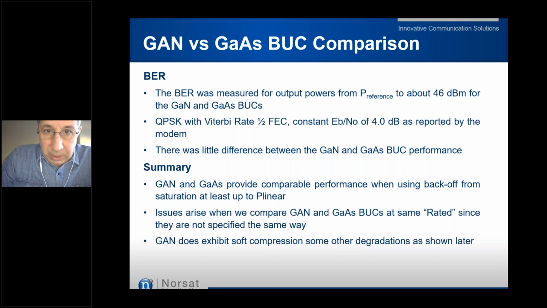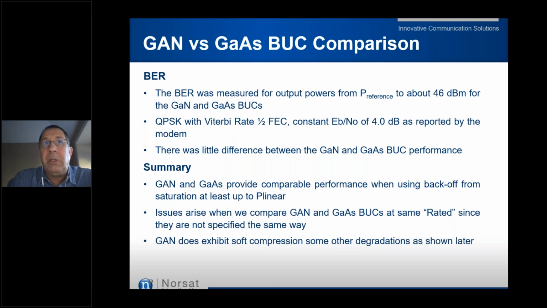So one of the other things that we did when we were doing these measurements is we actually measured the bit error rate at different output powers from P reference to about 46 dBm. So we used a typical QPSK modulation with rate 1/2 coding, and we kept the Eb/N0 constant. So we adjusted the input power so that we would always have a constant Eb/N0. And what we noticed was that there was very little difference between the GaN and the GaAs. So up to a certain point, you don't really see much difference in the bit error rate performance of the self intra-system performance. They both perform very well. So there's not really much to choose between them.